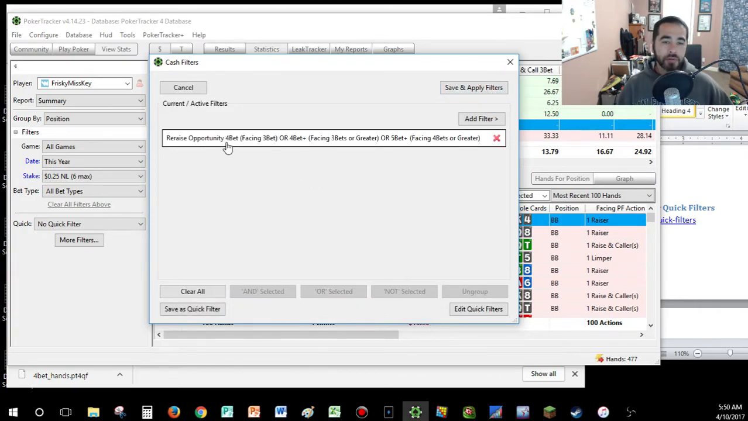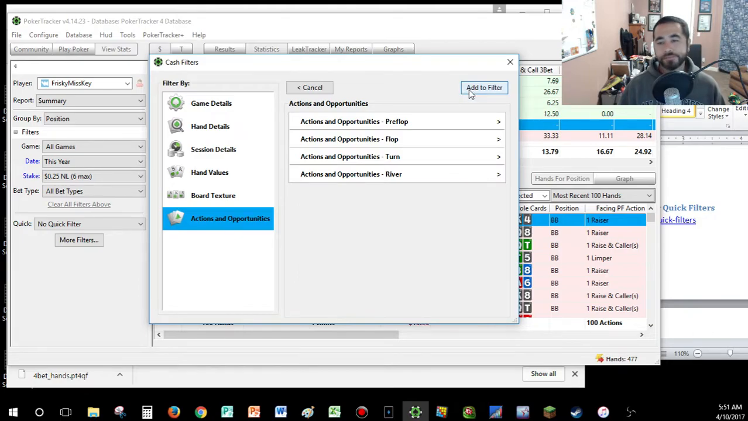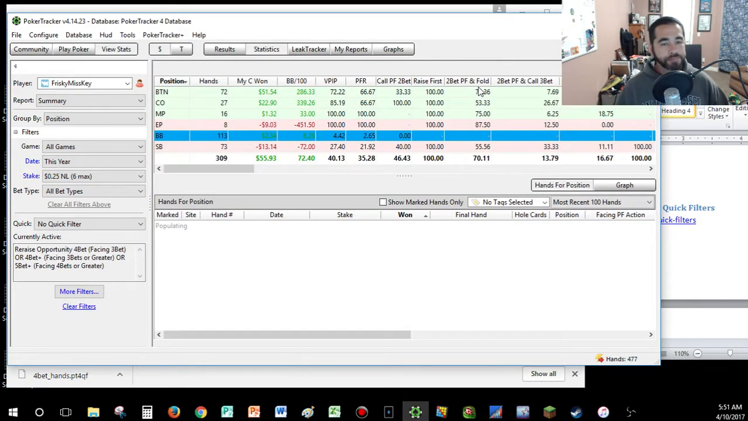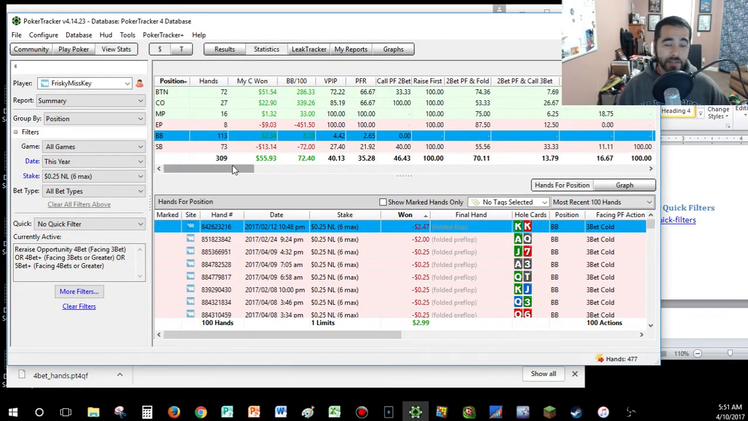Here we go. Okay. Raise opportunity 4-bet. You're facing a 3-bet, so it's just the opportunity to make a 4-bet. Facing the 3-bet or greater, or 4-bet plus facing a 3-bet or greater, or 5-bet right there. So let's add, save and apply the filter. So 309 instances for myself where I have either had the opportunity to 4-bet or faced a 4-bet right here.